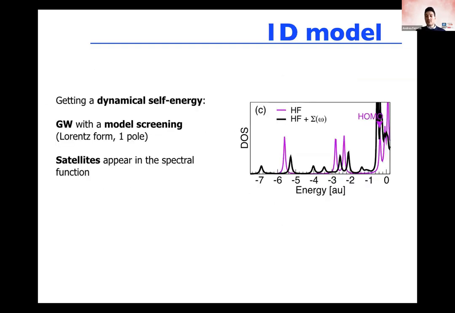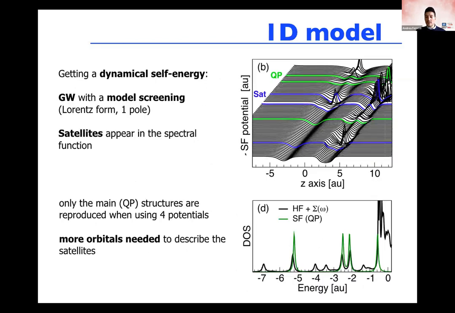We can do the same trick with the dynamical self-energy. Here is a model, so GW with a model screening. You see that the black also has satellites and so on. We can do the same trick as before, and we do the quasi-particle approximation, and now we understand what this quasi-particle approximation means. Basically, we just retain the description of the main peaks, dropping the description of the satellites, but everything works nicely.